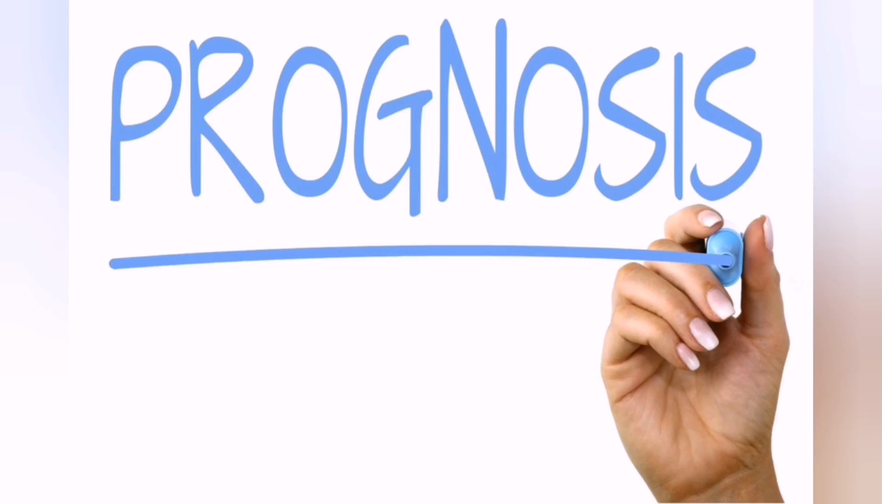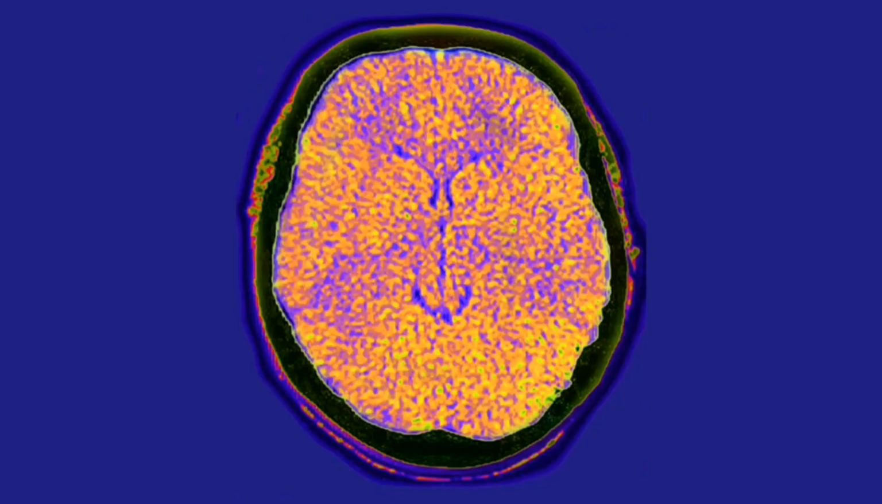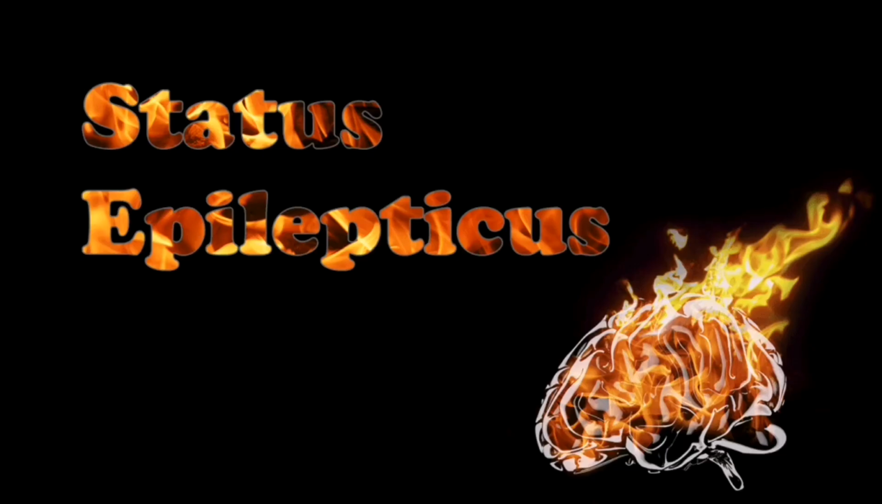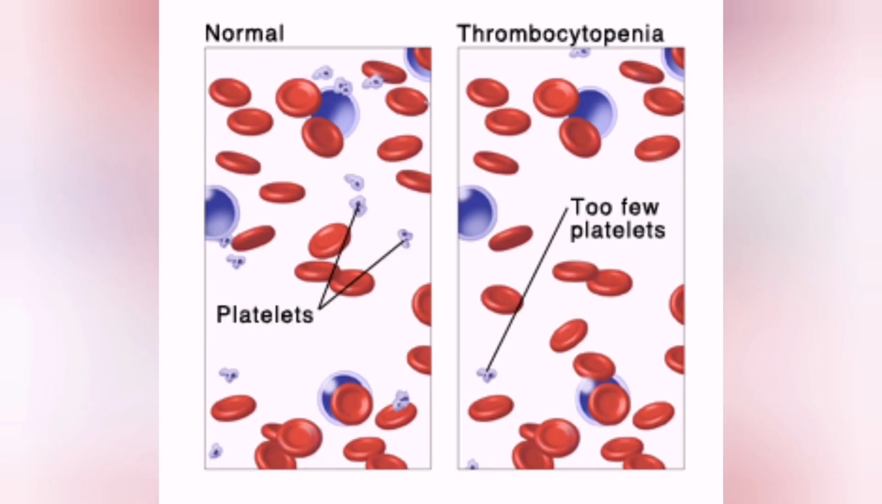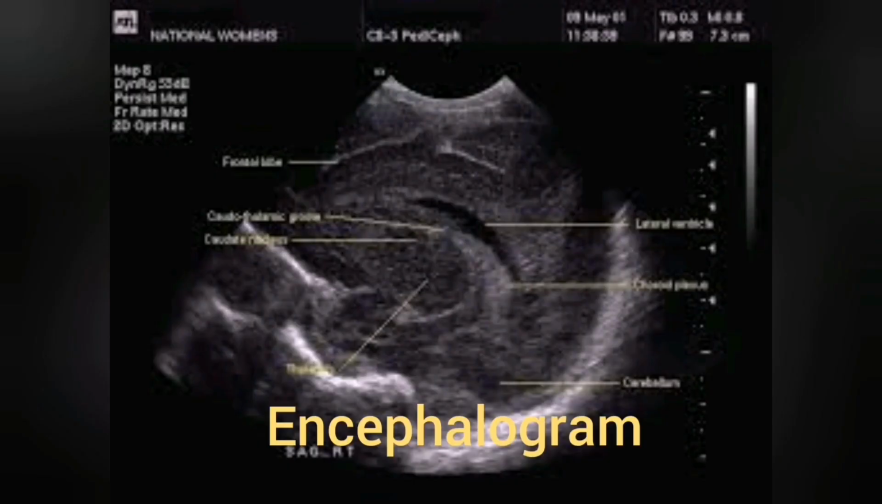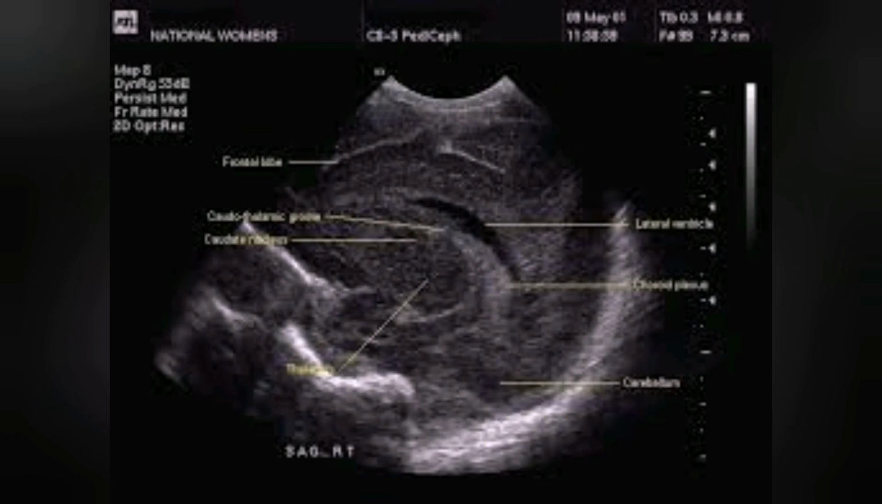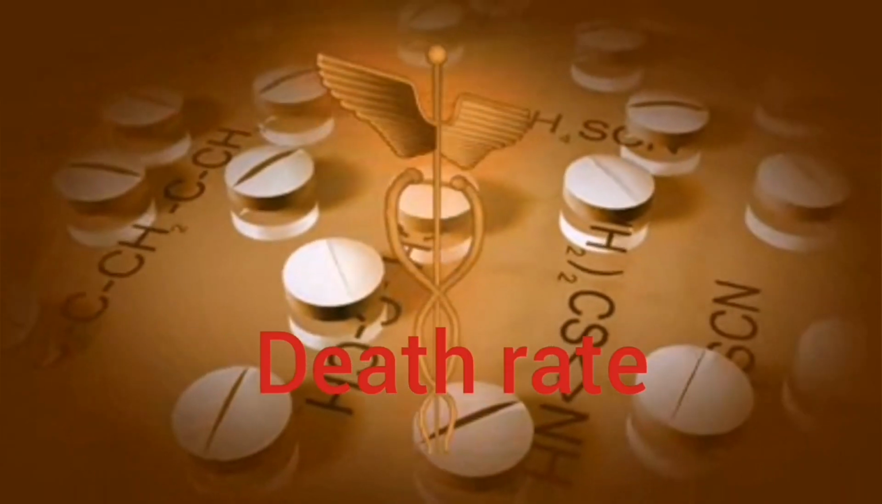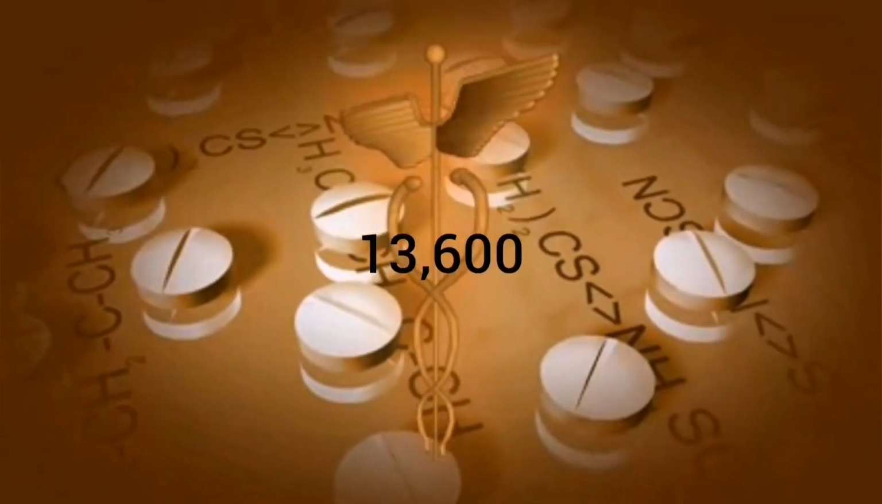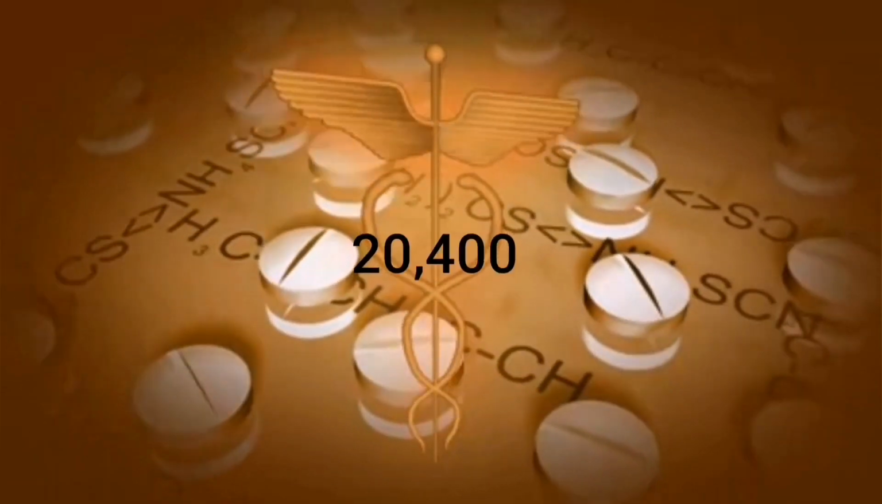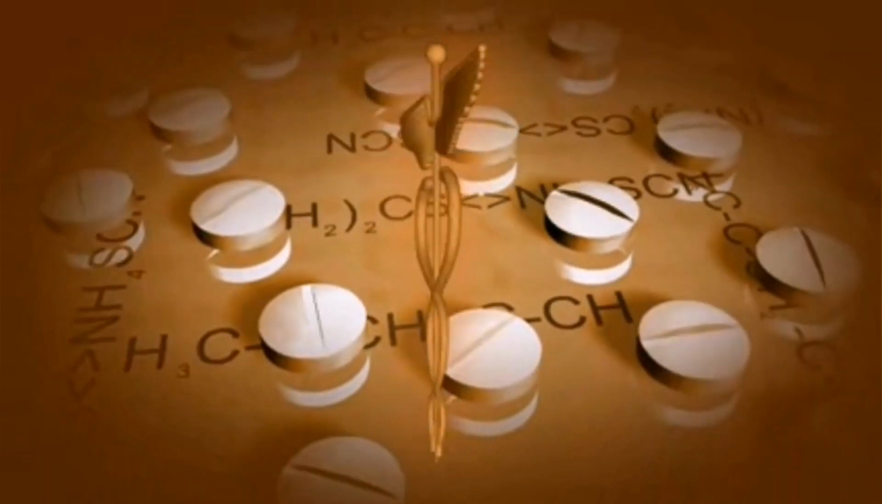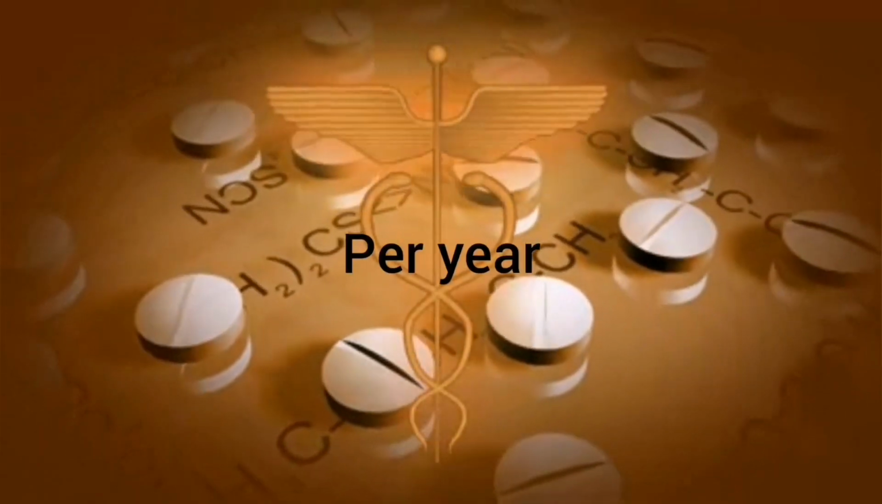Prognosis. Prognosis is variable. Poor prognostic factors include cerebral edema, status epilepticus, and thrombocytopenia, which means a decrease in the platelet count in the blood. In contrast, a normal electroencephalogram at the early stages of diagnosis is associated with high rates of survival. Death rate is approximately 13,600 to 20,400 deaths worldwide each year.